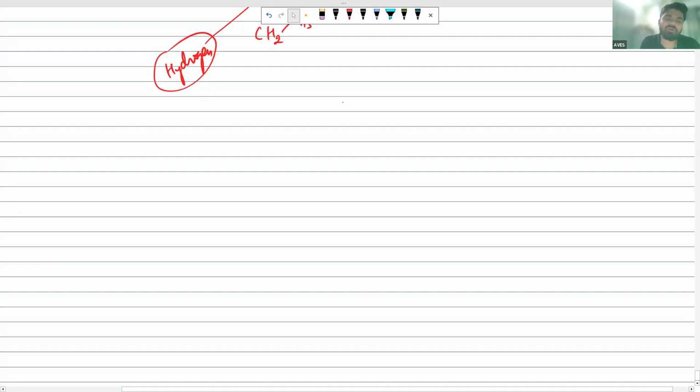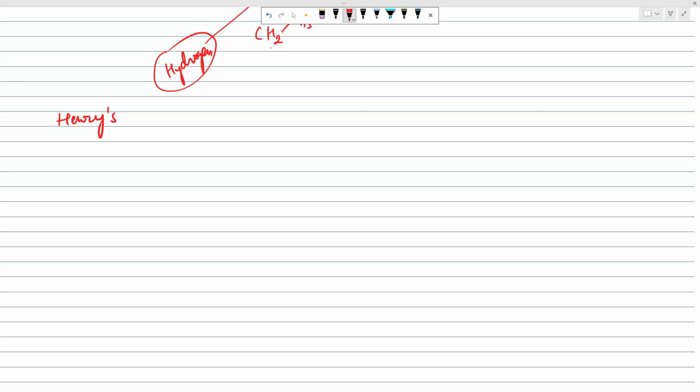Okay, Henry was the one who gave this law, and according to Henry's law, note it down. Henry's law. So what does Henry's law state? Henry's law talks about the dissolution of gas in liquids. It defines the solubility of gas in liquid solvents.